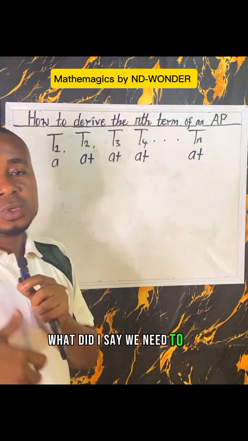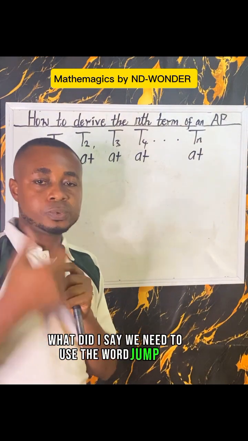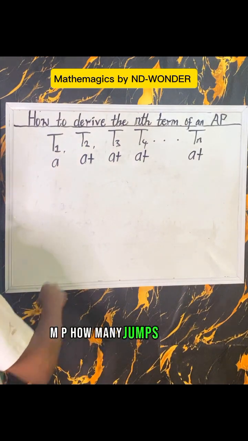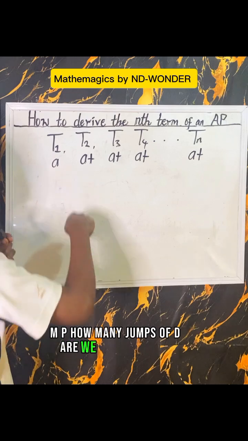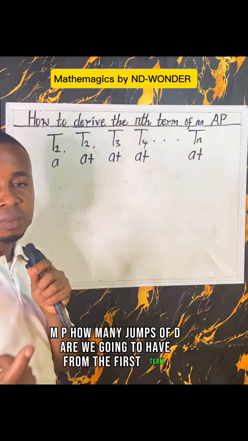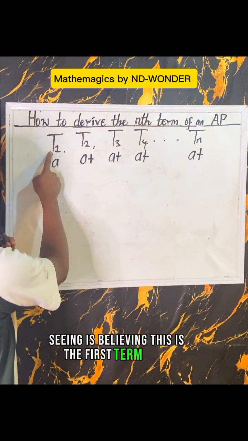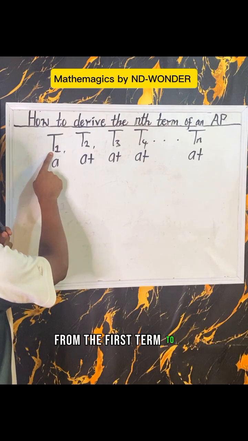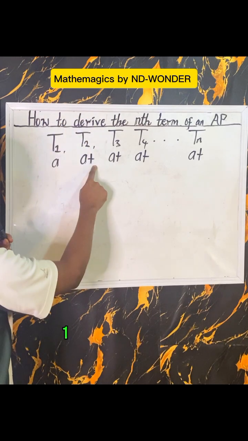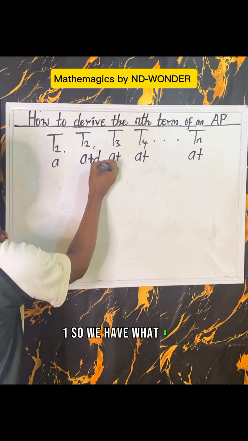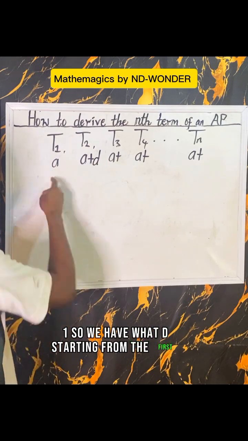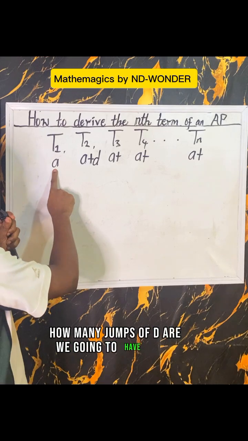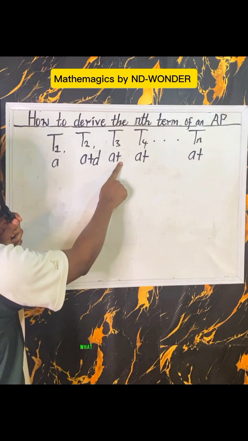We need to use the word jump, J-U-M-P. How many jumps of D are we going to have from the first term? Seeing is believing. This is the first term, right? How many jumps of D are we going to have from the first term to the second term? 1. So we have D. Starting from the first term, how many jumps of D are we going to have from the first term to this third term?